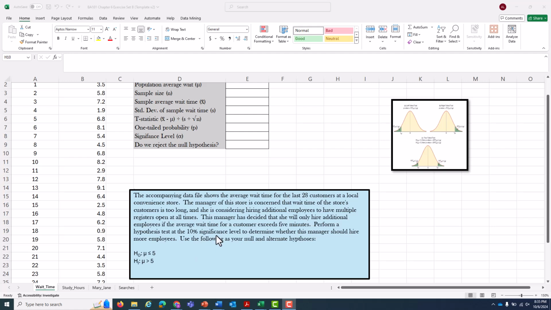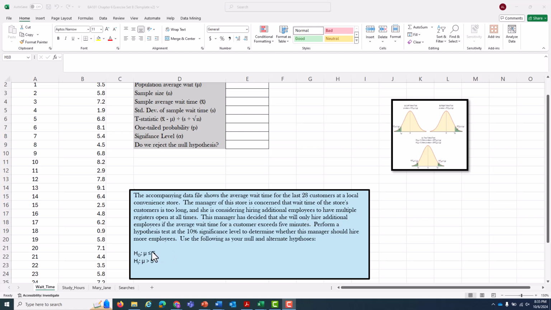A 10% significance level is the chance that we say that H0, our null hypothesis, isn't true, that we reject it. In this case, that we say, yes, the average wait time has become greater than 5 minutes. Based upon only the size of the sample that we have, we'll make that assumption. And then, after we get information about more customers, way more than 28, into the thousands, we find out later that we were wrong. And they call that a type 1 error.